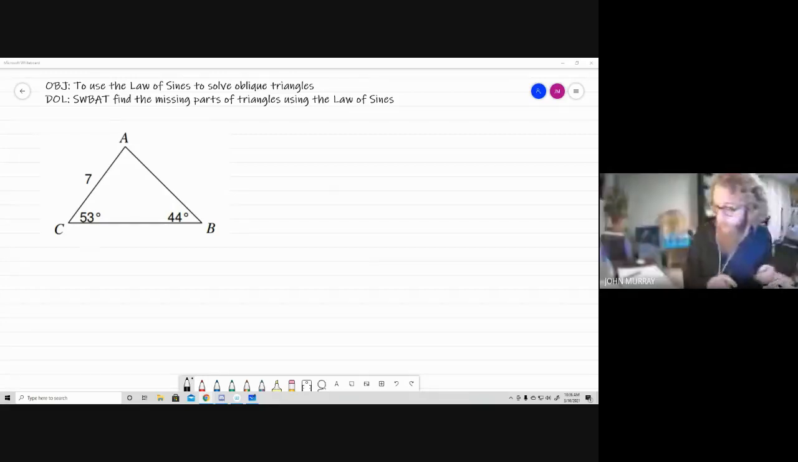All right, so we will get started with the homework. For the homework, I gave you a triangle and I asked you to find all the missing parts. All right, so we had triangle ABC here. We were given two of the angles and one of the sides, right? So that's what we were talking about yesterday. This would be angle, angle, side, right? So that's one of the instances that we can use our law of sines.